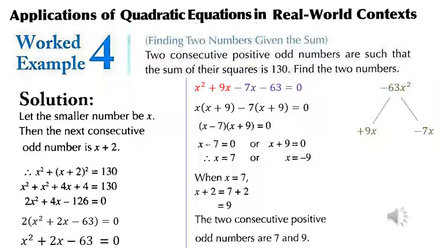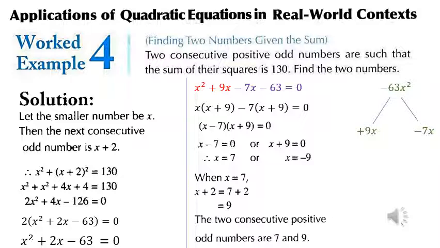In the first group, x is common, and in the second group, minus 7 is common. So x in bracket x plus 9 minus 7 in bracket x plus 9 is equal to 0. In both terms x plus 9 is common, so take the bracket x plus 9 as common. Then we have two factors. One factor is x minus 7 and the other is x plus 9, equal to 0. Either x minus 7 is equal to 0 or x plus 9 is equal to 0. So the value of x is 7 or minus 9.